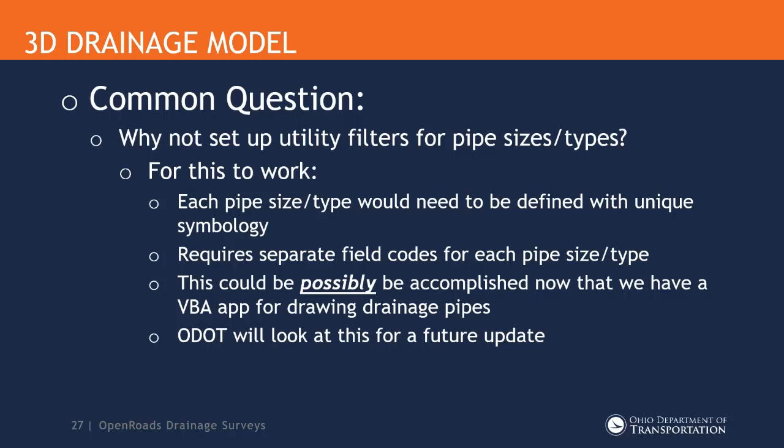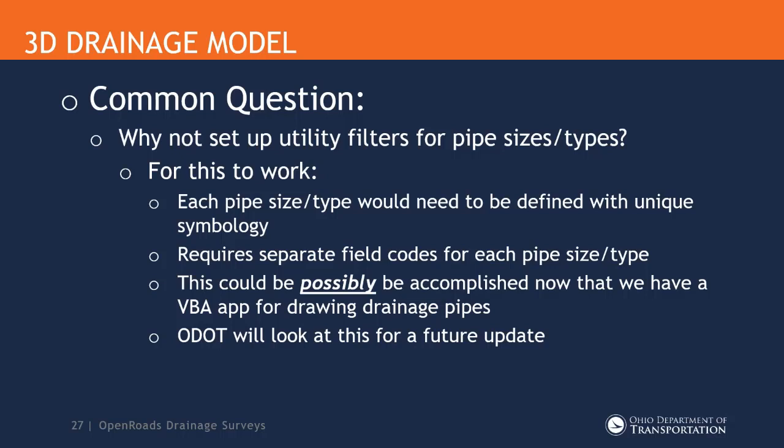Another possibility is to, instead of scaling the line style, to create a line style for every different size. So that way you could have a 12-inch line style, a 15-inch line style, and if it's green, it's concrete. If it's a 15-inch line style and it's, whatever, yellow, then we know it's a corrugated metal pipe. So it's possible. I don't know if we want to go down that road or not, but I'm certainly open to discussing that. So we can take a look at that for a future update.